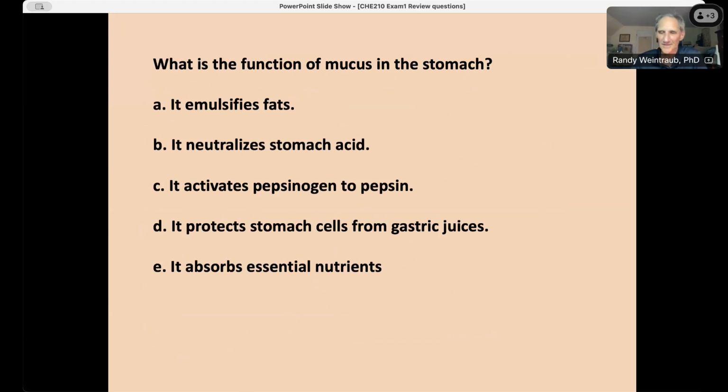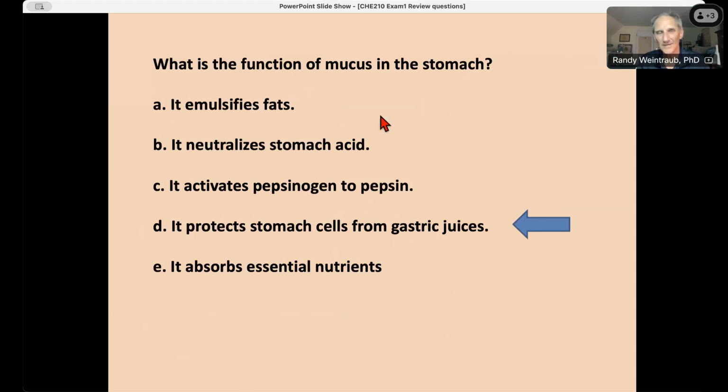Mucus in the stomach. What does that do? That protects the stomach from gastric juices. So gastric juices we know are acidic. They're somewhere around pH 2 from the HCl that is put into the stomach when protein is present to help digest a bit of the protein, but that acidity also makes it optimal for proteases to work on protein. They work at low pH.